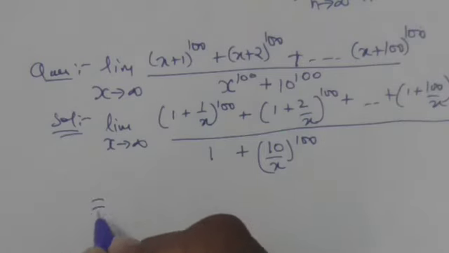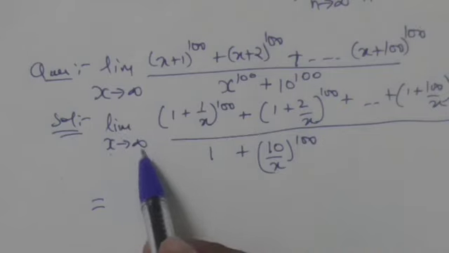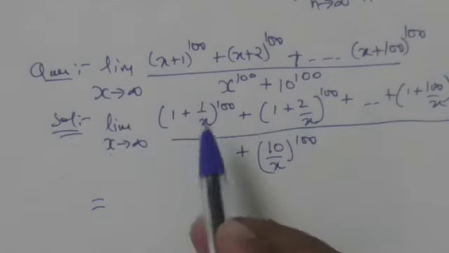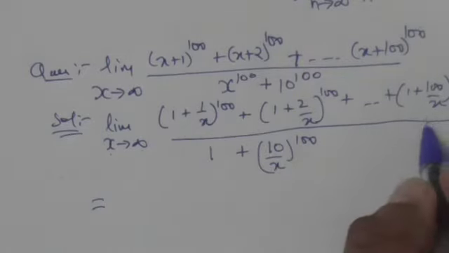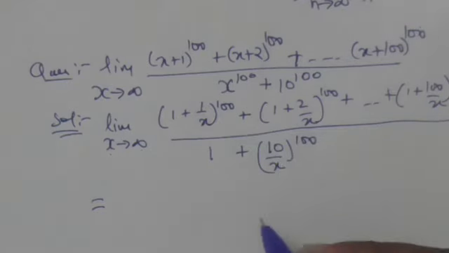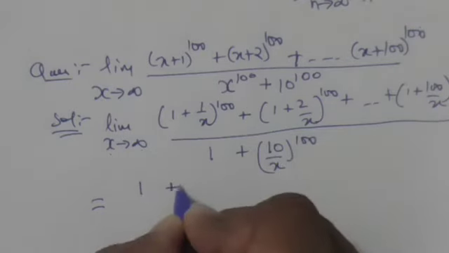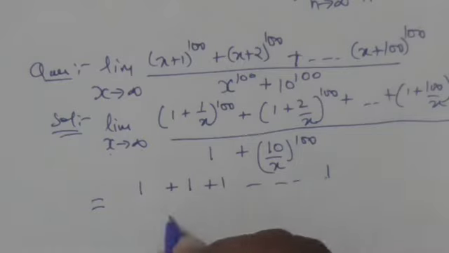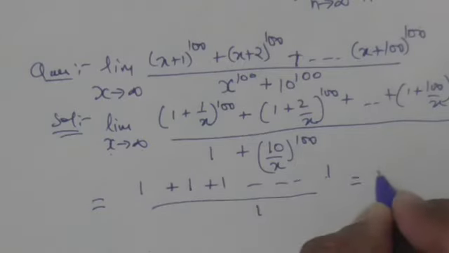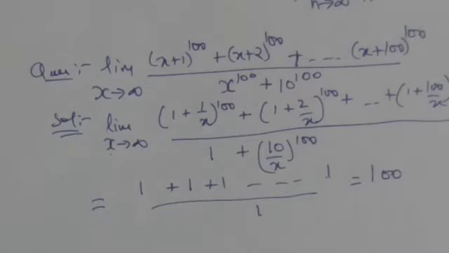So it will be equal to, we know that when limit x tends to infinity 1 upon x will be equal to 0. So these terms 1 upon x, 2 by x, 100 by x and this 10 by x, they will become 0. So we will have 1 plus 1 plus 1 so on up to 100 times upon 1, and it will be equal to 100. So here we have solved some questions in which we have discussed the methods of finding the limits at infinity.